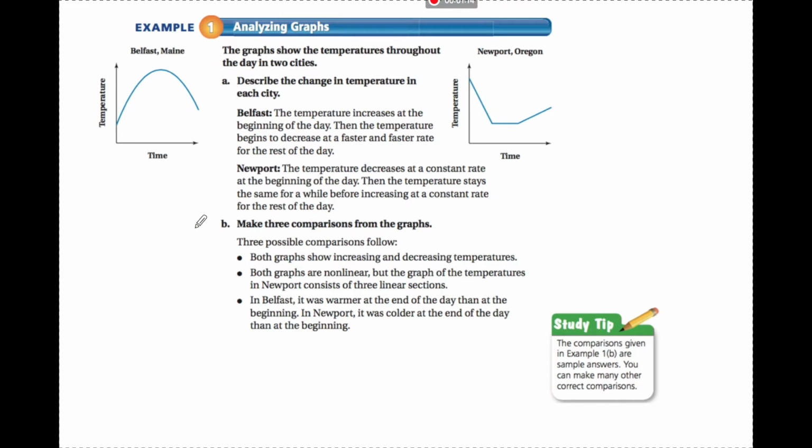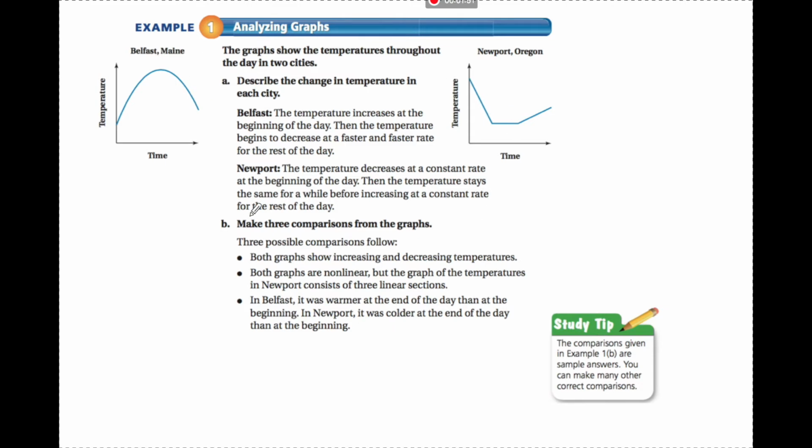Then we can make three comparisons from the graphs. Three possible comparisons that we can make are that both graphs show increasing and decreasing temperatures. Both graphs are nonlinear, but the graph of the temperatures in Newport consists of three linear sections. So this whole graph together is not linear, but each section is. Whereas in this graph, none of the sections are linear. It's all nonlinear. And in Belfast, it was warmer at the end of the day than at the beginning. In Newport, it was colder at the end of the day than at the beginning.